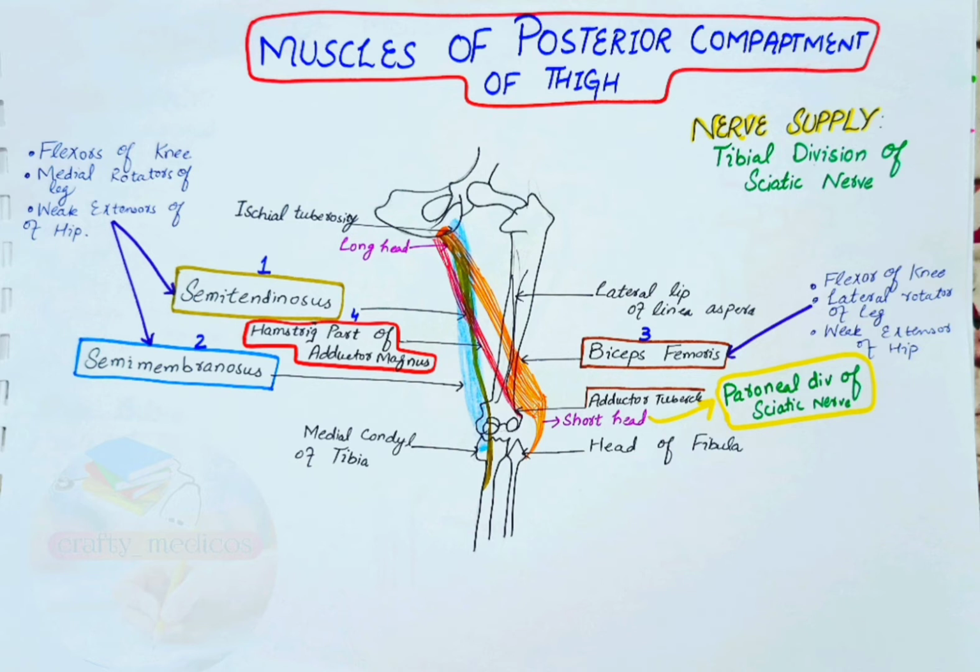The last muscle to be indicated in the posterior compartment of the thigh is the hamstring part of adductor magnus. It is a hybrid muscle as it has a dual nerve supply. It originates from the lower lateral part of the ischial tuberosity and ramus of the ischium and is inserted into the adductor tubercle of the femur.